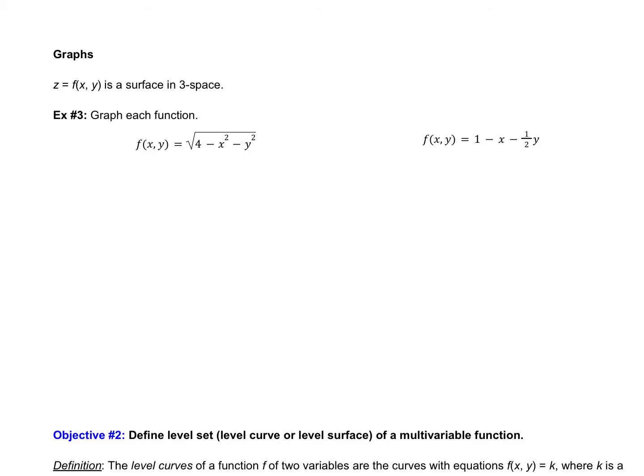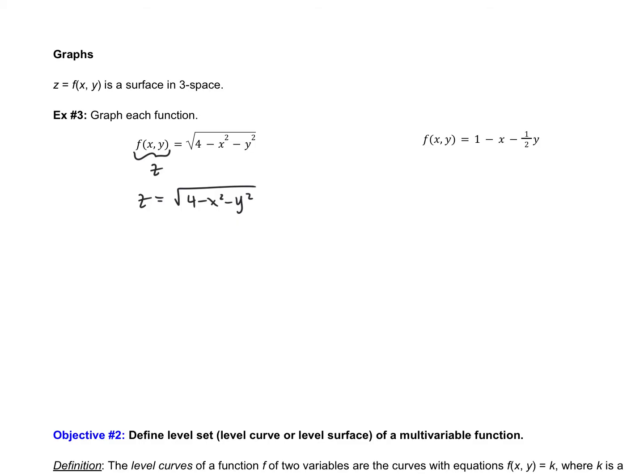For this first example, what I would suggest is that we change f of x, y to z. So our z is dependent on x and y. This gives us z is equal to the square root of 4 minus x squared minus y squared. You might be able to see right off the bat what that is.